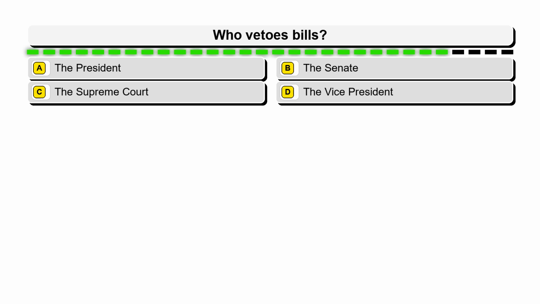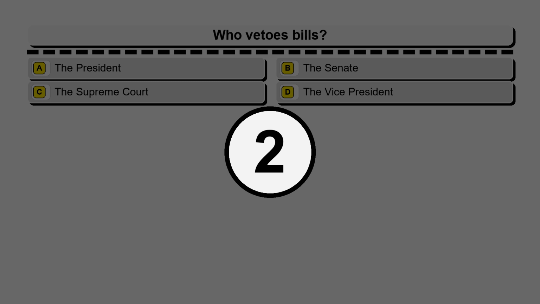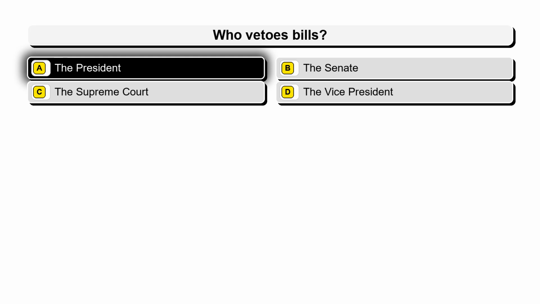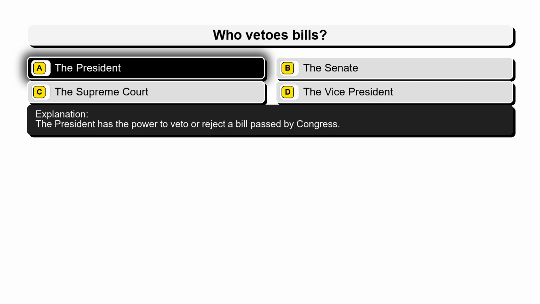Question 11. Who vetoes bills? Option A. The President. Option B. The Senate. Option C. The Supreme Court. Option D. The Vice President. The correct answer is option A. The President. The President has the power to veto or reject a bill passed by Congress.